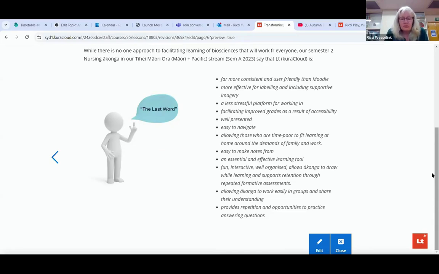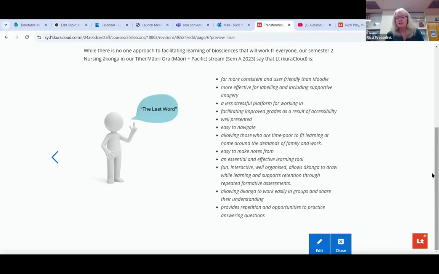And this is an important one for a lot of our students. It allows those that are time poor to fit learning in at home around the demands of family and work. This is huge for us. We have students that have got young families. They need to work to support their families. And this means that they've got access to the learning resources when they're at home. And they can do it at a time that suits them. They're not bound by class times.